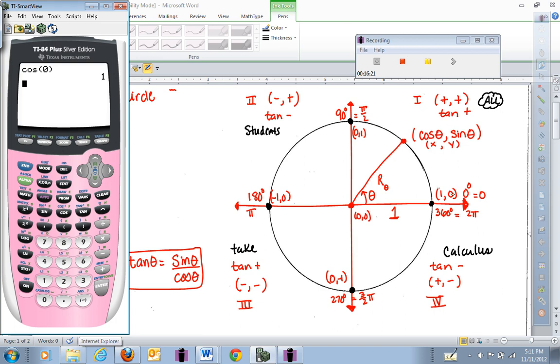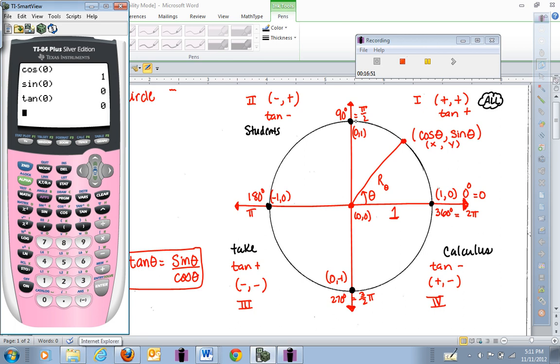What should the sine of 0 degrees be? Well, the ordered pair is 1, 0, where sine, the y-coordinate, is sine. So the sine of 0 degrees should be 0. What would we get for the tangent of 0 degrees? Well, if I divided 0 by 1, 0 divided by 1 should give me 0. So the tangent of 0 degrees should be 0.